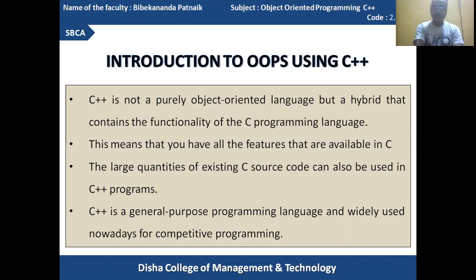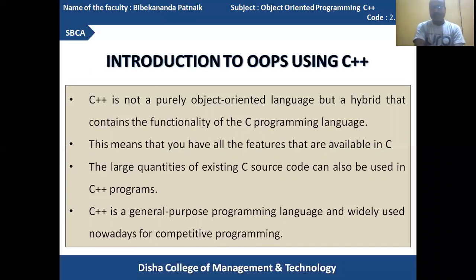First of all, as you know, machine language was widely used during that era, and after that assembly language became available. Then structure-oriented programming languages arrived, and after that object-oriented programming languages became available for developing a variety of programs. Basically, C++ is not a purely object-oriented language but a hybrid that contains the functionality of the C programming language.